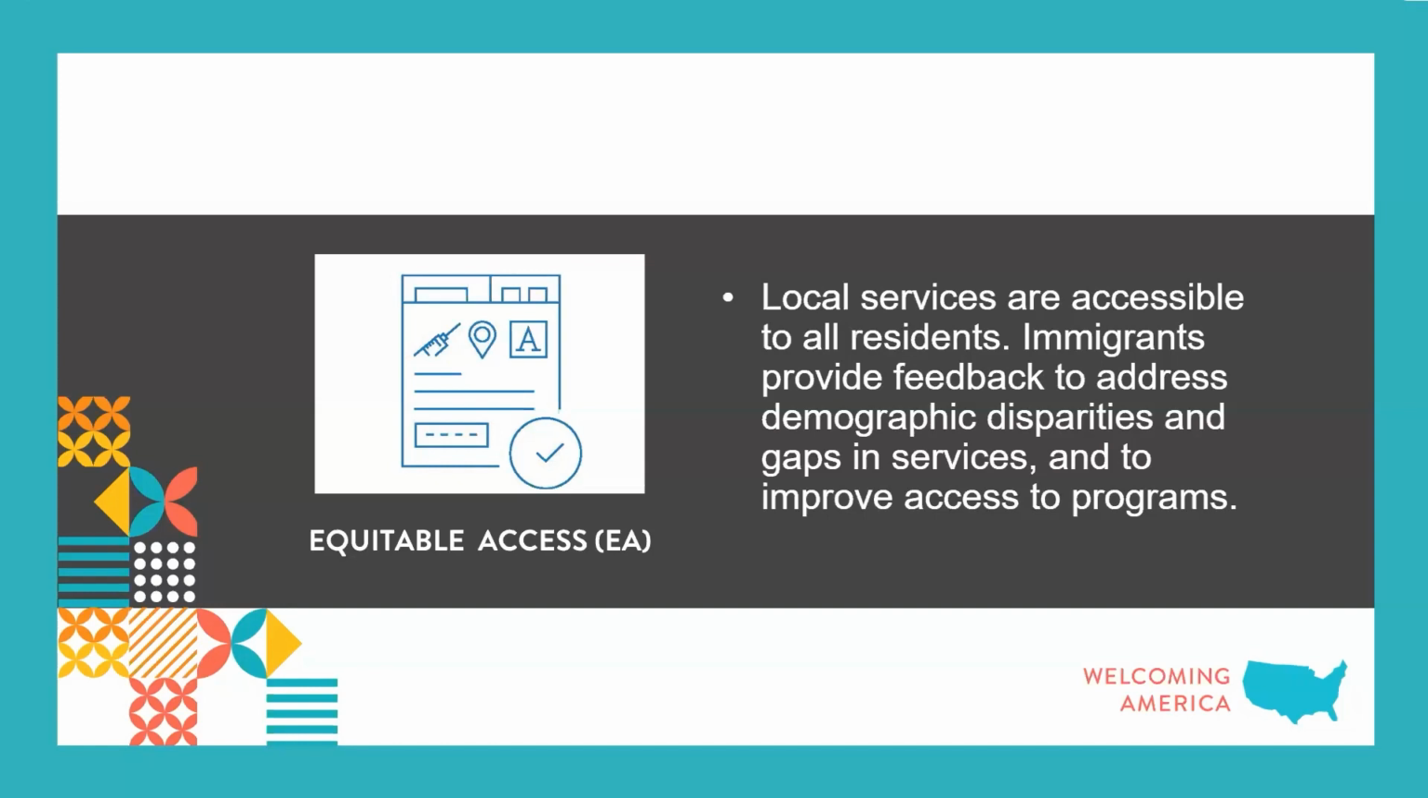So here for equitable access, our goal is around that local services, both provided by the local government as well as community partners, are accessible to all residents. So immigrants also provide feedback to address demographic disparities and gaps in services and to improve access to programs, right? That equitable access is not in a vacuum, that programs should be co-created, that we are designing programs with our immigrant residents, that they are a part of that design process as well.